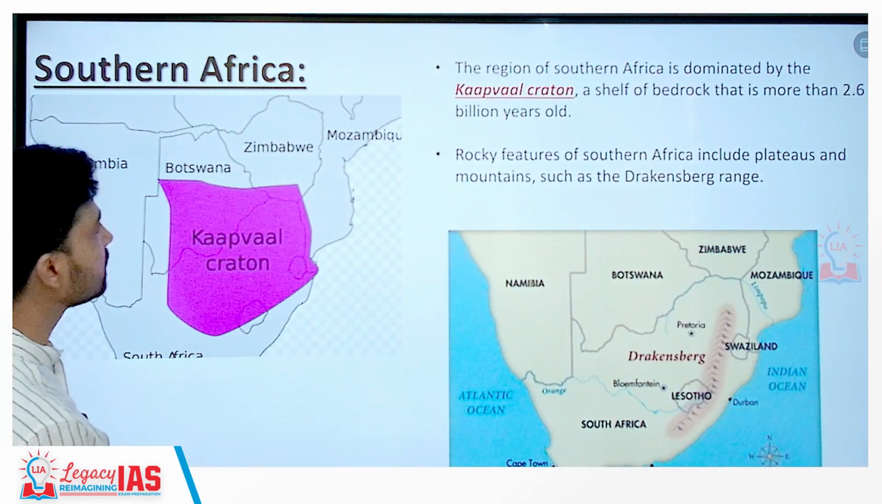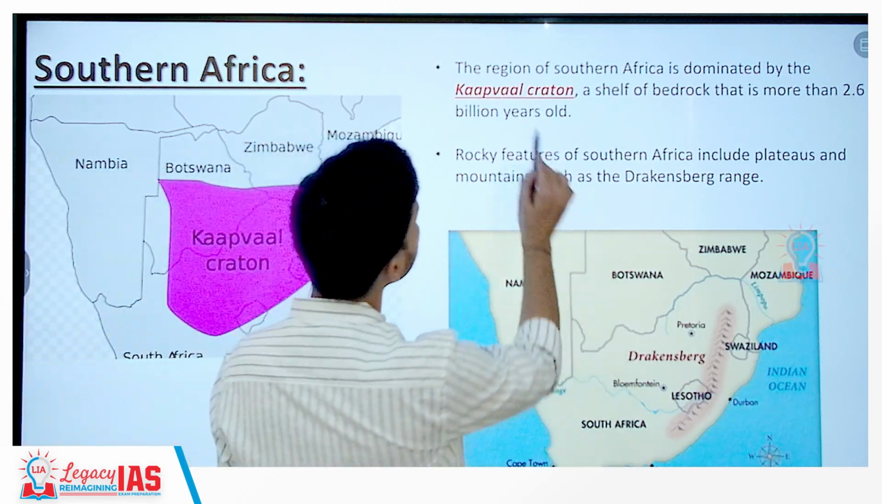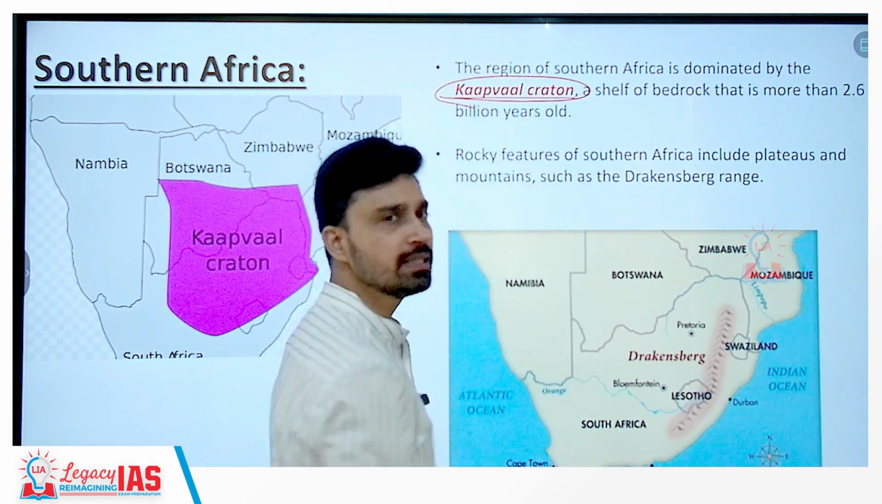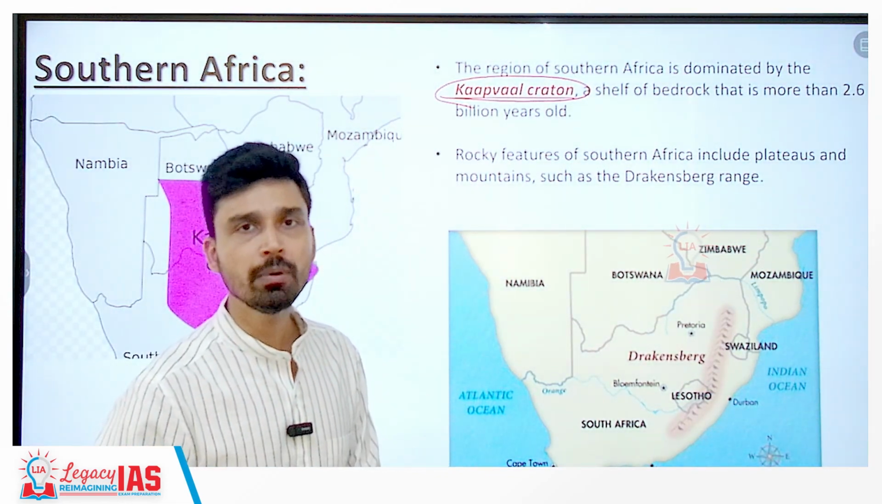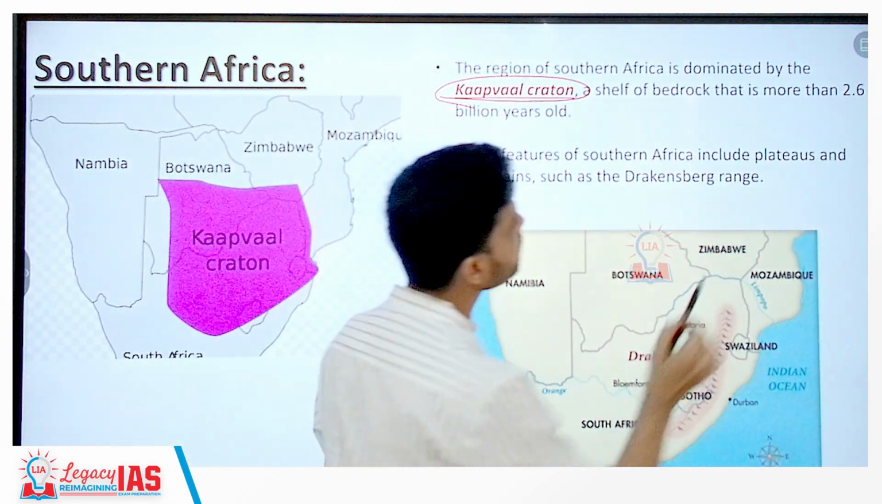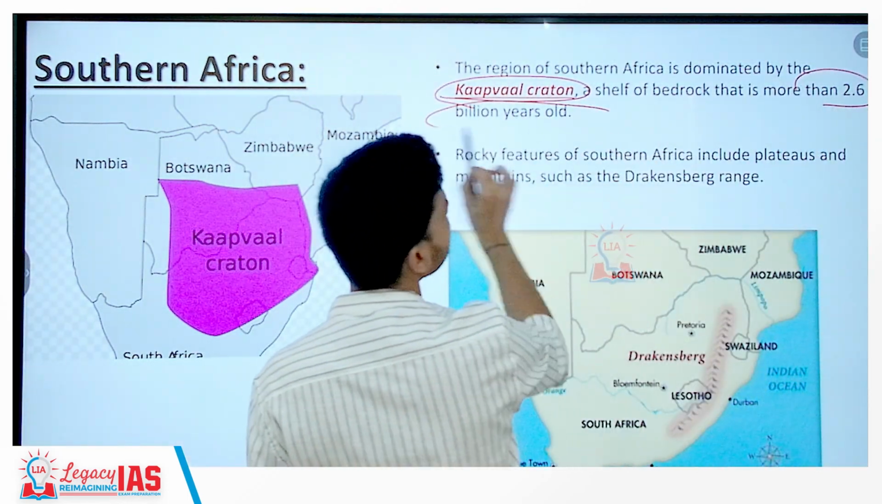So if we talk about this particular region, it is dominated by a craton. Craton is basically a very old rock system, a rock shield that formed in the earlier time period of the earth, almost 2.6 billion years old.